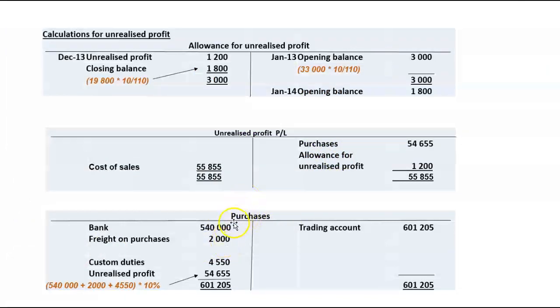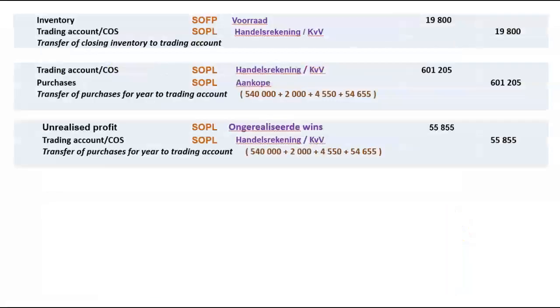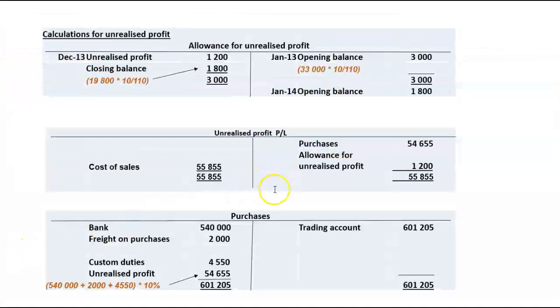We now have to transfer the total purchases balance to our trading account. So therefore, we're going to credit purchases to get it out of the books and debit the trading account or the cost of sales account, 601,205. Debit the trading account or cost of sales, statement of profit and loss, 601,205, and we're going to credit purchases, 601,205. Then we have dealt with the allowance for unrealized profit. We've dealt with the purchases.